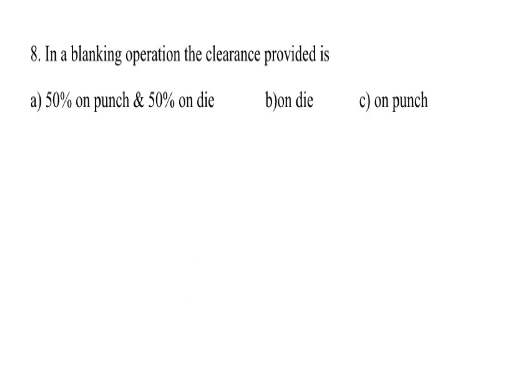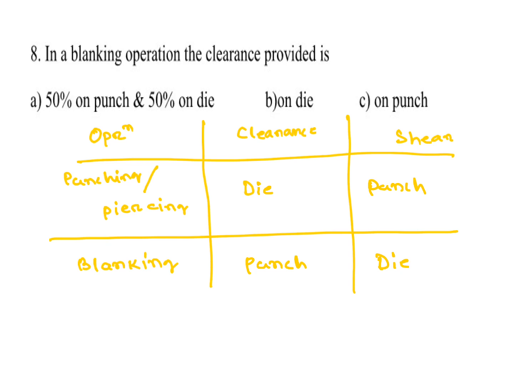In a blanking operation, the clearance provided is, I will give you one table. Operation, clearance, shear. For punching and piercing operation, clearance is given to die, shear is given to punch. For blanking operation, clearance is given to punch, shear on die. So here blanking operation, clearance given to punch. C is the answer.